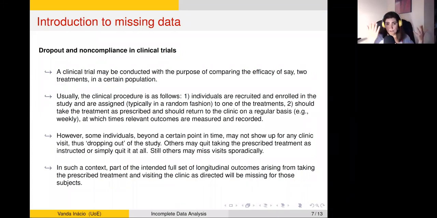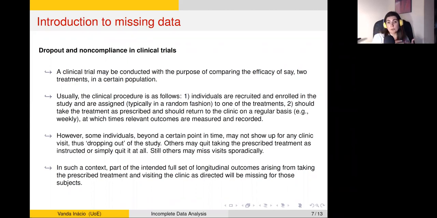Imagine that we will run a clinical trial with the goal of comparing how effective 2 different treatments are. For instance, we are interested in checking how effective drug A is for controlling blood pressure against drug B. And the clinical procedure is as follows. The participants are recruited and enrolled in the study, and they are assigned, usually in a random way, to one of the treatments. So some of the participants will receive drug A and some other participants will receive drug B.